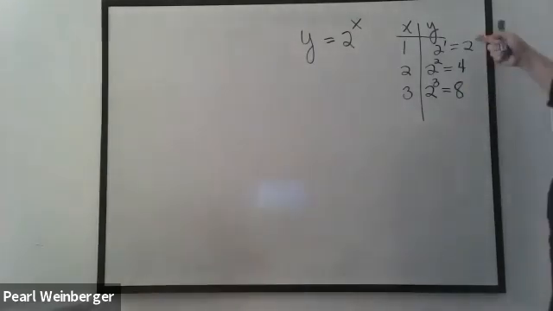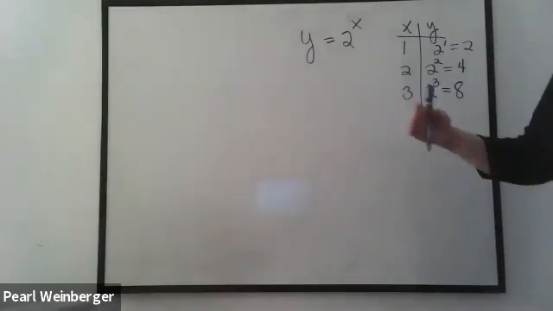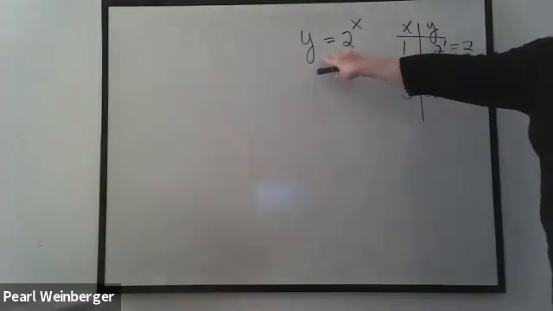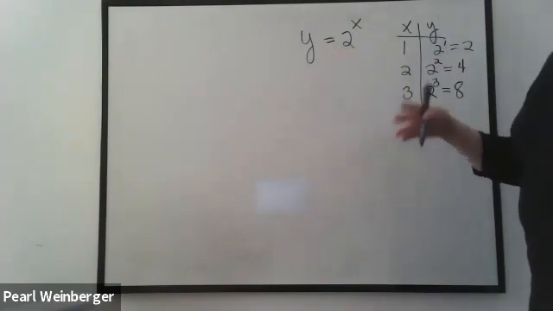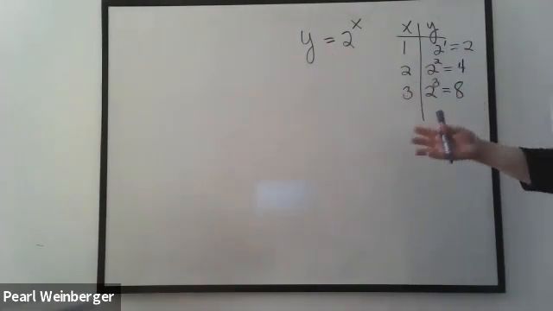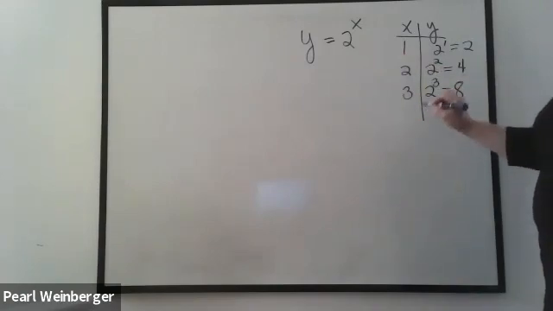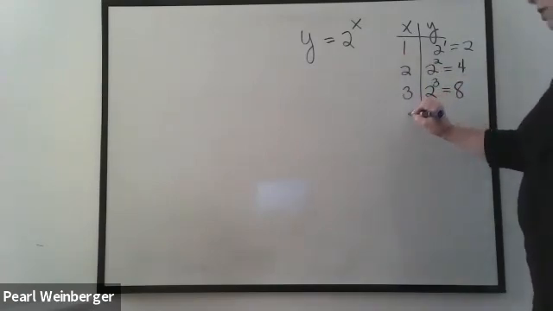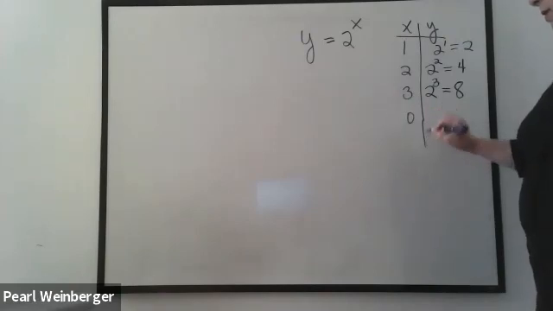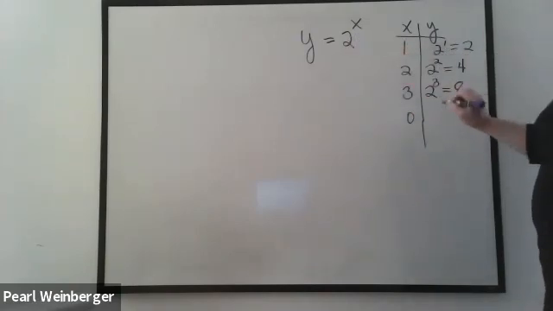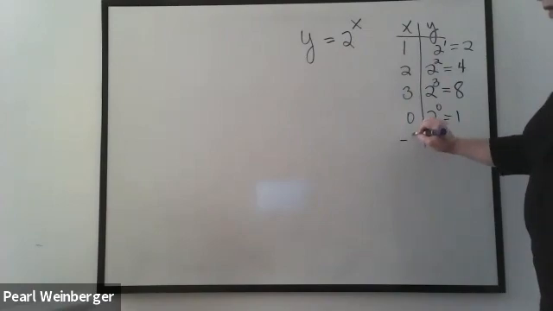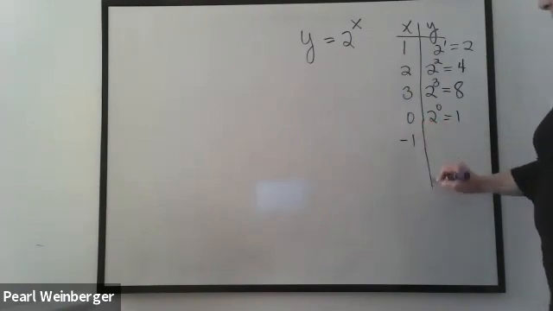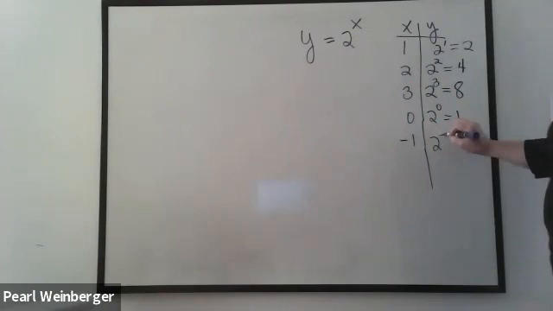8. Notice these numbers of the Y's keep doubling because this is what's called exponential growth, something increasing at an exponential rate. Let's see what happens if I use 0. Well, in that case, Y would be 2 to the 0, and anything to the 0 power is 1. And what if X would be negative 1? Then Y would be 2 to the negative 1.